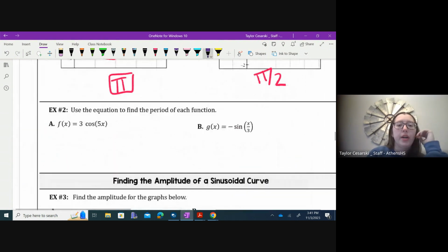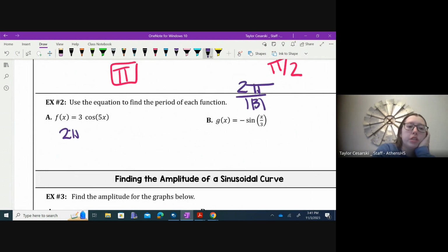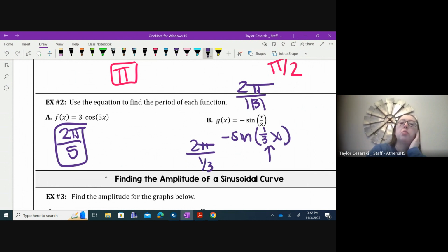Use the equation to find the period of the function. Remember, we're going to do 2 pi over the absolute value of b. So this one would just be 2 pi over 5. Now, this could really be rewritten as negative sine of 1/3 x. 1/3 is your b value. So 2 pi over 1/3. If I divide by 1/3, that's the same as multiplying by the reciprocal, or multiplying by 3 over 1. So 2 pi times 3 would give me 6 pi.